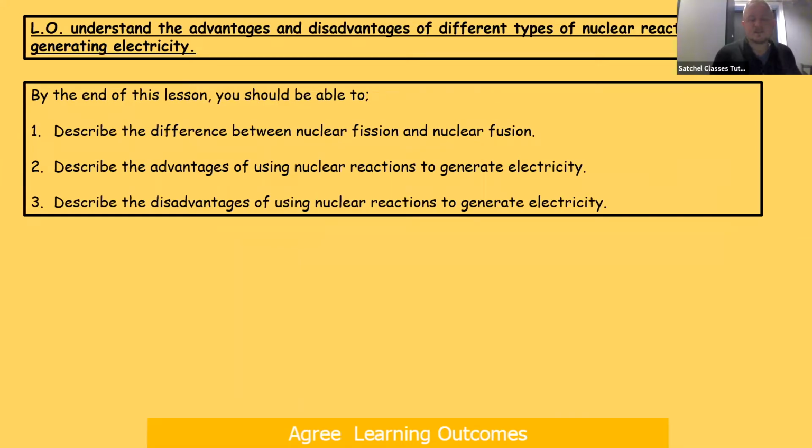And that's our first task done: describe the difference between nuclear fission and nuclear fusion. Next one, describe the advantages of using nuclear reactions to generate electricity. Here we go.